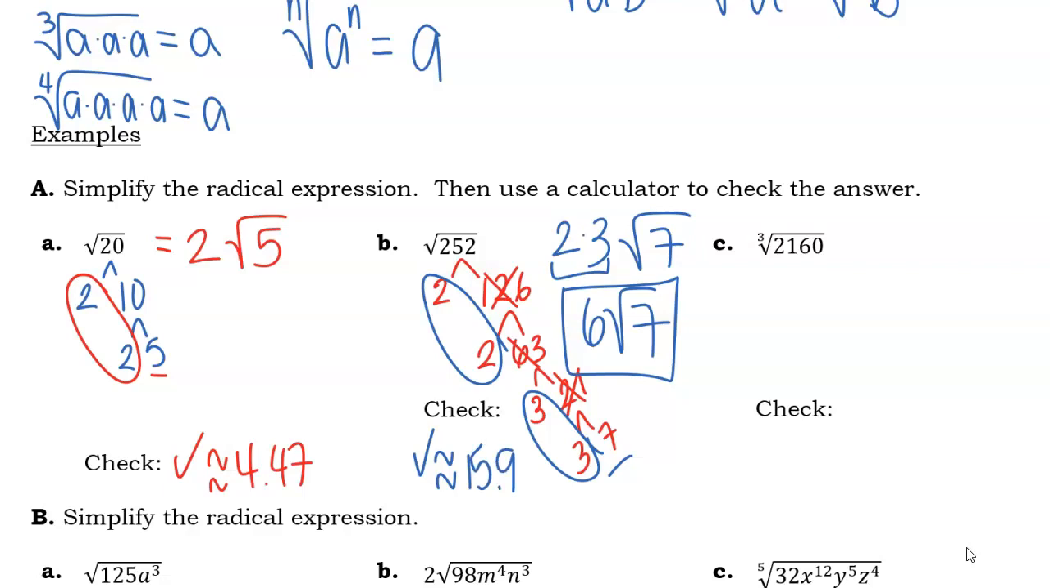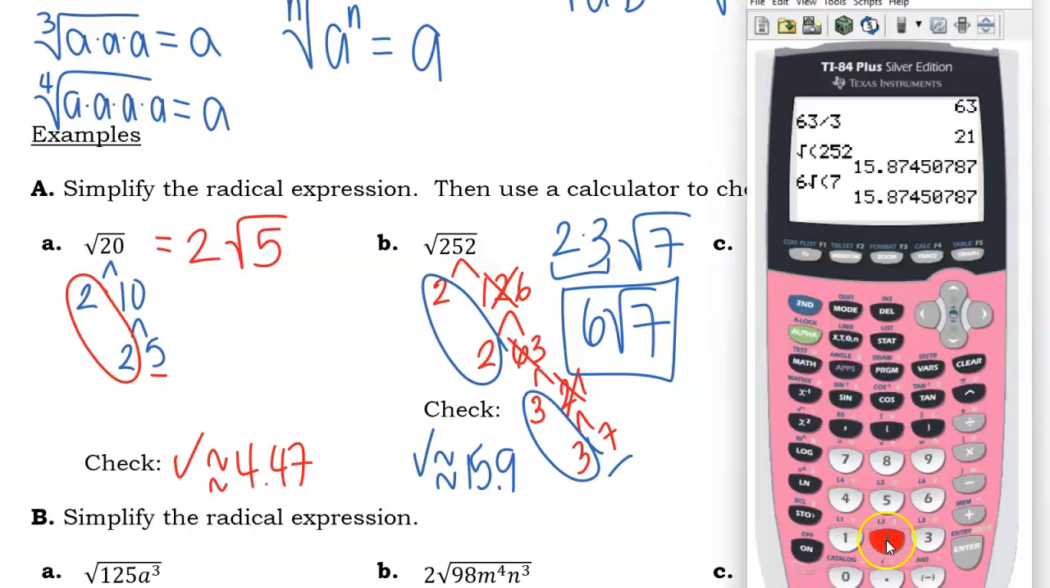Okay, I got another example, the cube root of 2,160. So notice that this is a cube root. That means we're looking for groups of 3 to come out, not groups of 2 to come out. I see a number ending in a 0. I know that if it ends in a 0, it has to divide by 10, and that will leave me with 216. Okay, 216, that could divide by a 6. Let's see if it works.